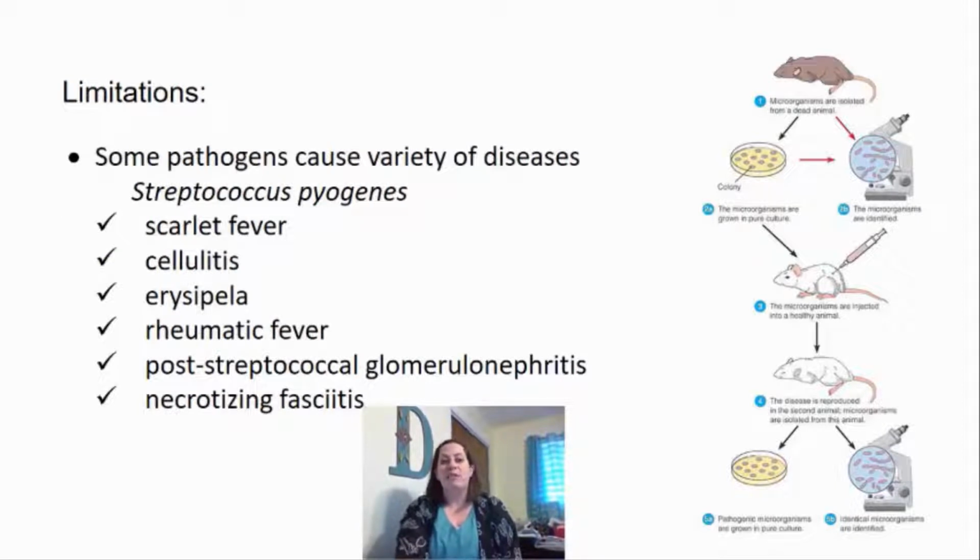Another limitation is some pathogens cause a variety of diseases. And so instead of multiple things causing one disease, we see that in this case, this one bacteria can cause lots of different types of diseases depending on where it's located. The example here is Streptococcus pyogenes can cause scarlet fever. It could also cause cellulitis, erysipelas, rheumatic fever, post-streptococcal glomerulonephritis, and necrotizing fasciitis. And all of these are potentially different diseases, and each of these has the same underlying cause, however, they do progress in different ways.